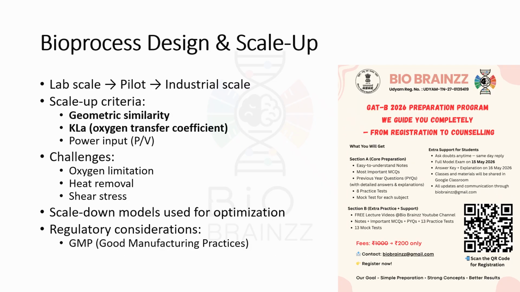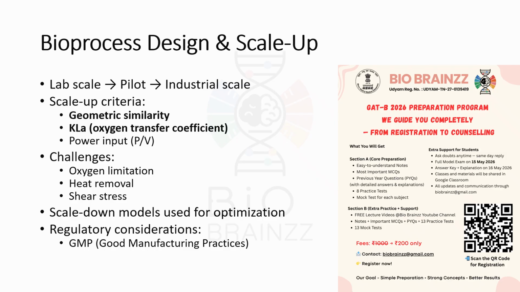Bioprocess design and scale-up involves transitioning a process from laboratory scale to pilot and eventually to full industrial production. This step is crucial because conditions optimized at small scale often behave differently when scaled up. Engineers must ensure that parameters such as mixing, oxygen transfer, and nutrient availability remain consistent across scales to maintain productivity and product quality. Key scale-up criteria include geometric similarity, oxygen transfer coefficient, and power input per unit volume.